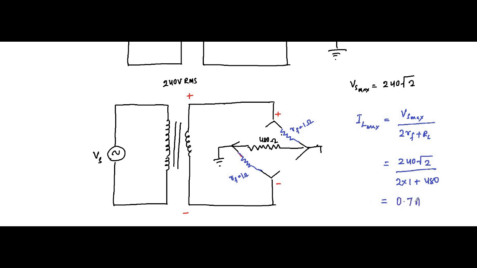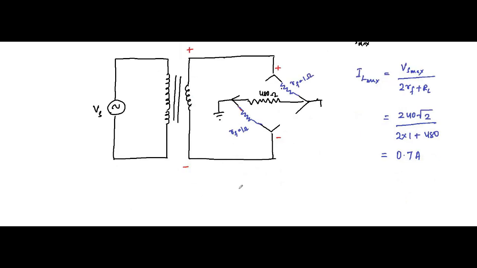that is coming around 0.7 ampere. And we know that the DC value of the current for full wave rectifiers is 2 I max by pi. So in this case it will be 2 IL max by pi, which is equal to 2 into 0.7 by 3.14. So it is coming around 0.45 ampere.